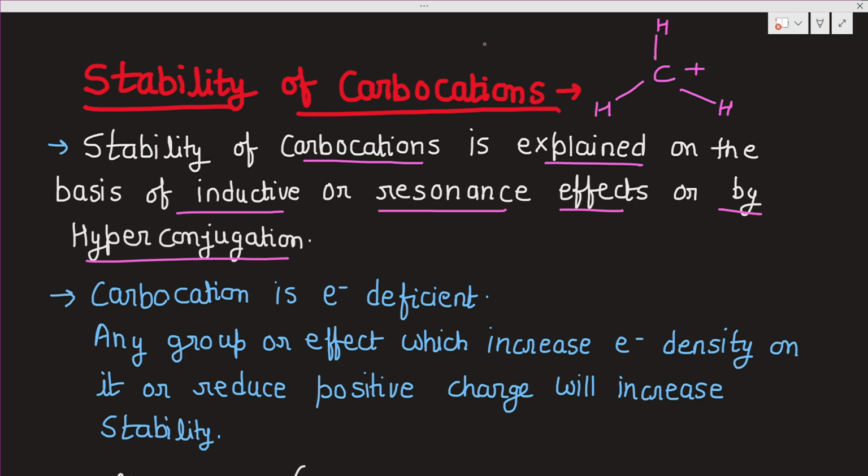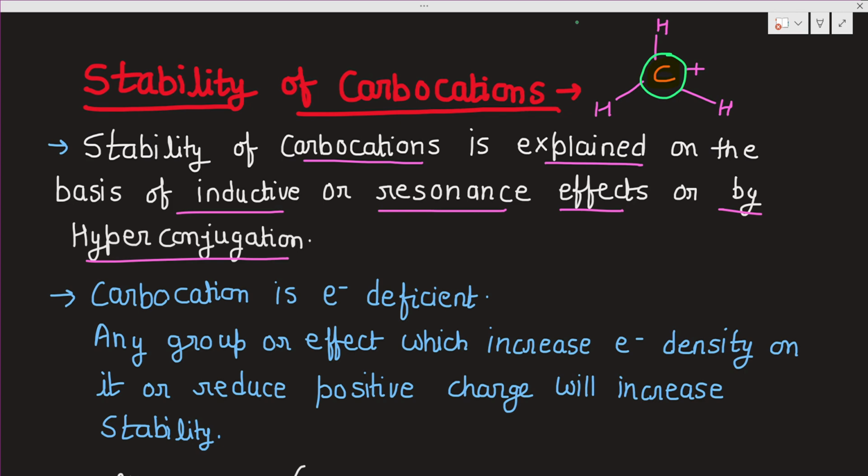Means to say the stability of a carbocation can be increased by decreasing the charge on this carbon atom. We just have to decrease the charge on this particular carbon atom. If you decrease the charge on this carbon atom, then you are increasing its stability. So what you have to do? Positive charge means deficiency of electrons.